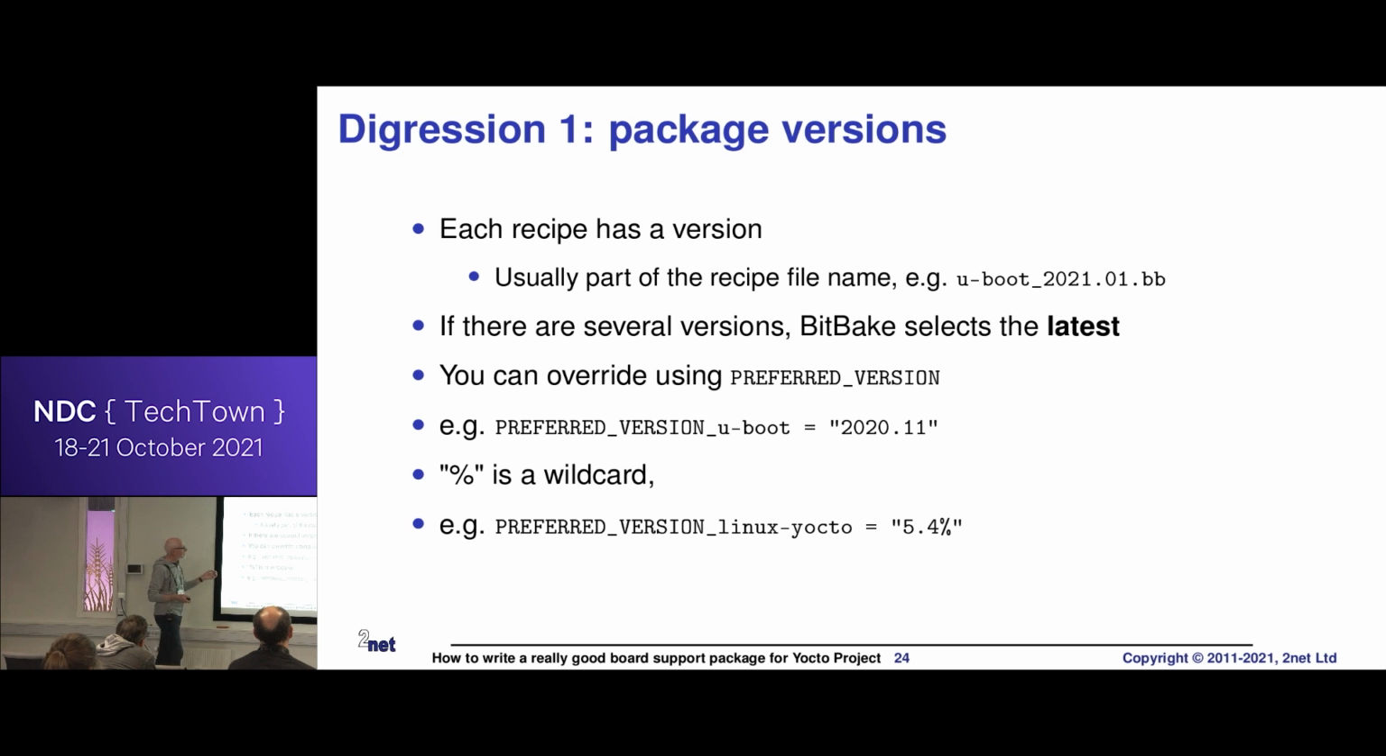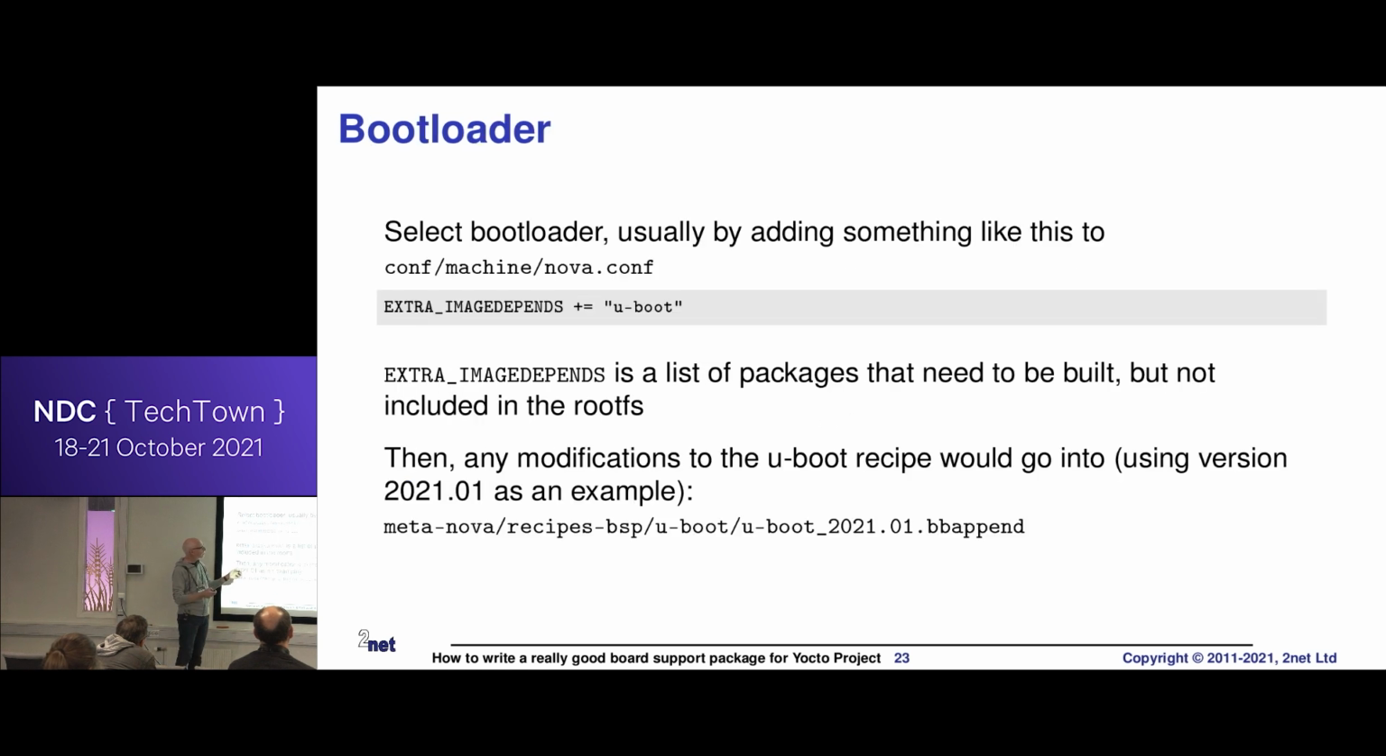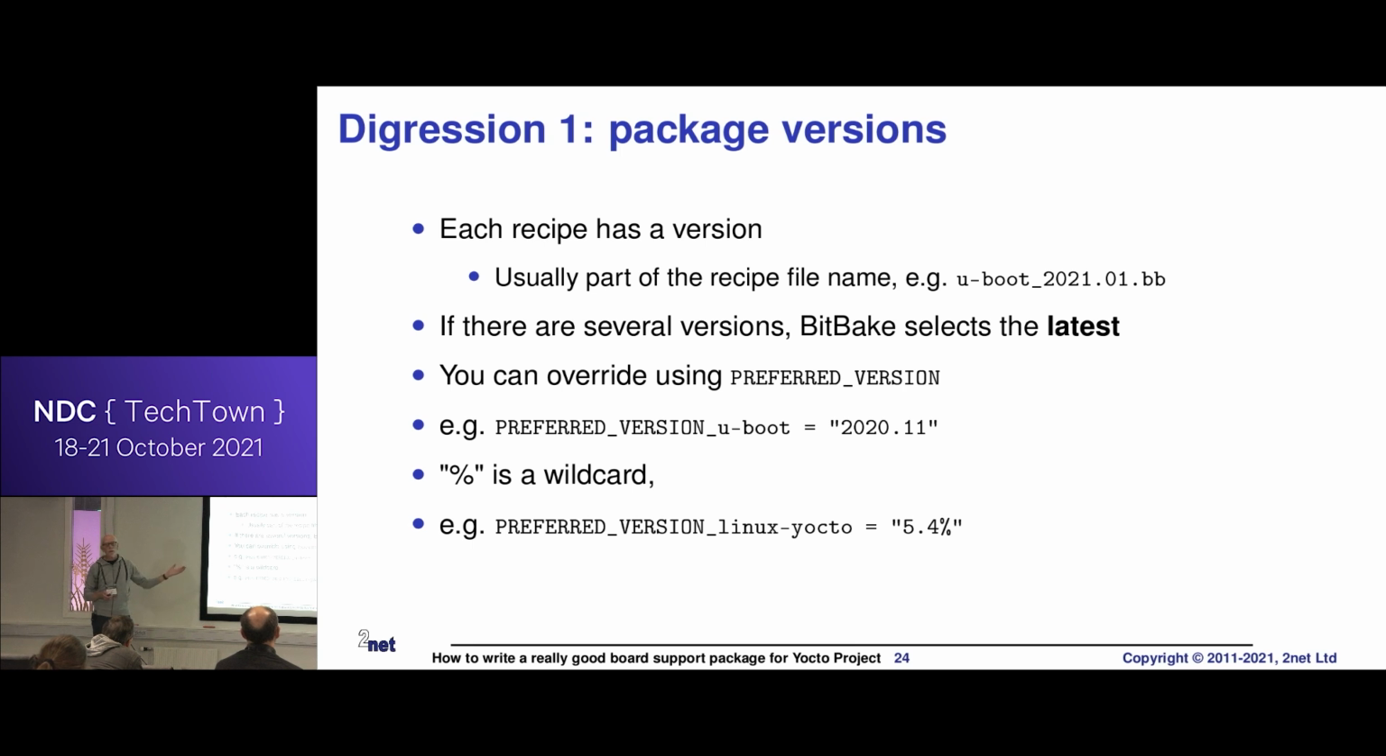When BitBake processes package U-Boot, so back here I didn't specify a version, I just said I want U-Boot. So BitBake will simply go and use the latest version of U-Boot it can find. If I want a specific version, and if that version exists as a recipe somewhere, I can put PREFERRED_VERSION_ underscore name of package, say 2020.11.